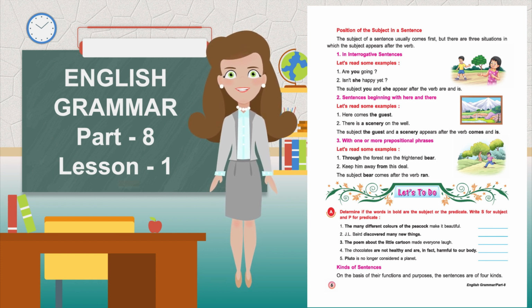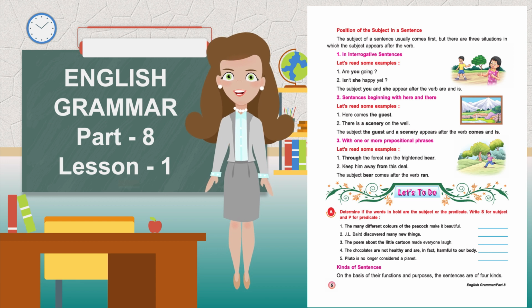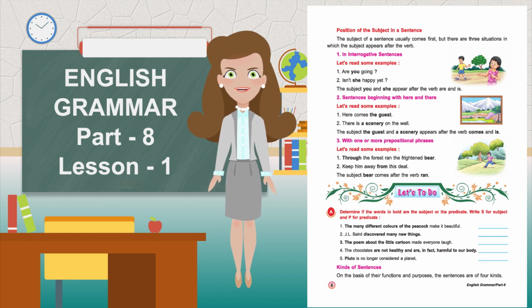Second, sentences beginning with here and there. Let's read some examples. Here comes the guest. There is a scenery on the wall. The subjects, the guest and a scenery, appear after the verbs comes and is.